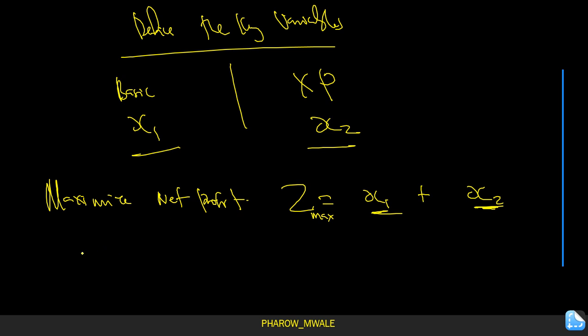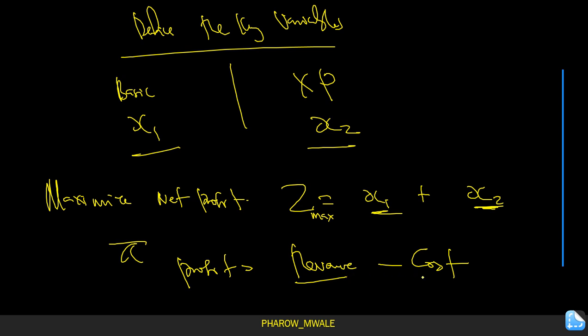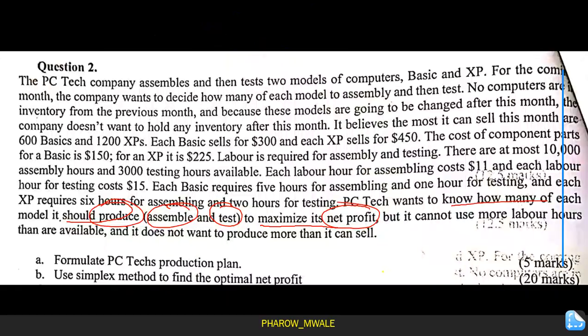So to find the net profit, we know the formula. How do you find net profit or profit in general? It is revenue minus cost. Revenue minus cost, that is how we find the net profit or profit. Now, have we been given the revenue and have we been given the costs? The answer is in the question. So we're going to go back and try to identify what is the revenue for basics and what is the revenue for XPs.